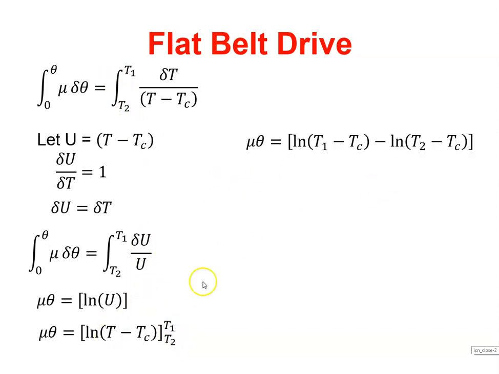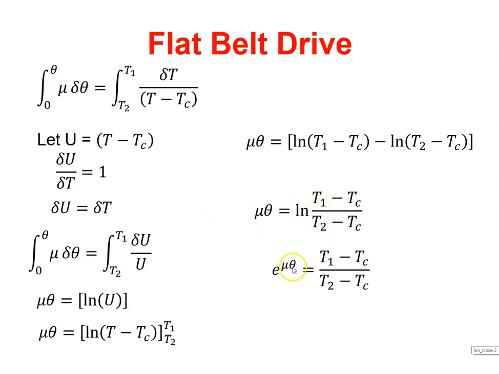Okay, so instead of T, I'll put in T1 minus Tc and T2 minus Tc. Rule of logs: the natural log of a minus the natural log of b is equal to the natural log of a over b. And if I take the anti-log on either side, I get an expression e to the mu theta is equal to T1 minus Tc all over T2 minus Tc. That is our new expression for flat belt drives, including the centrifugal tension.